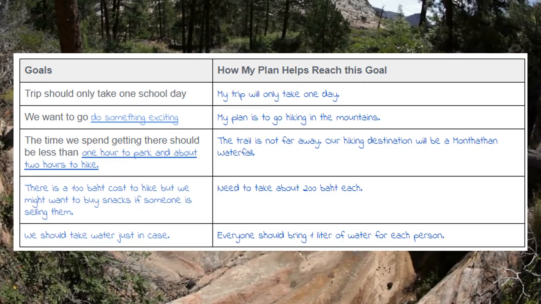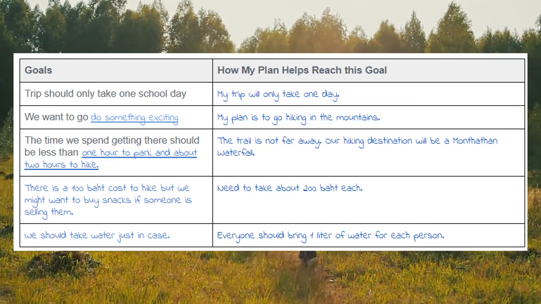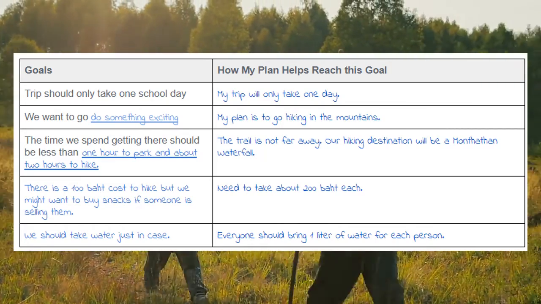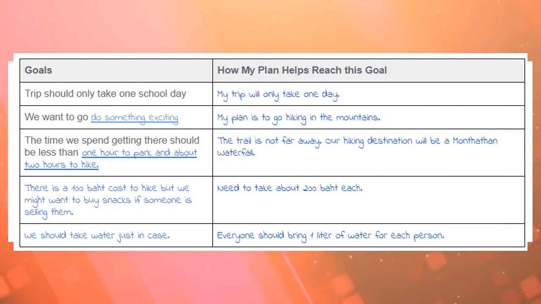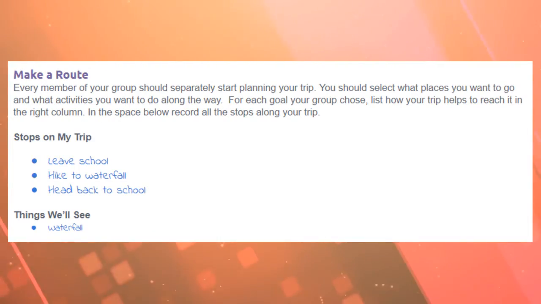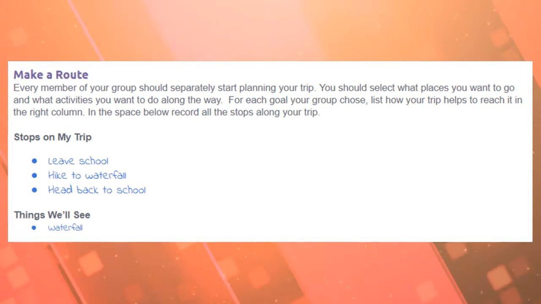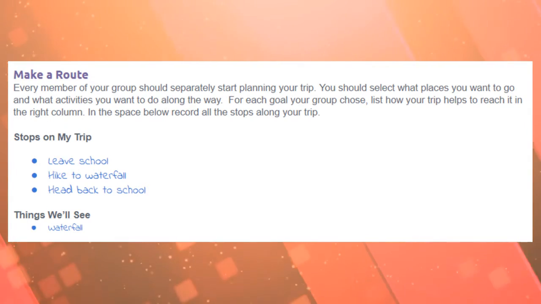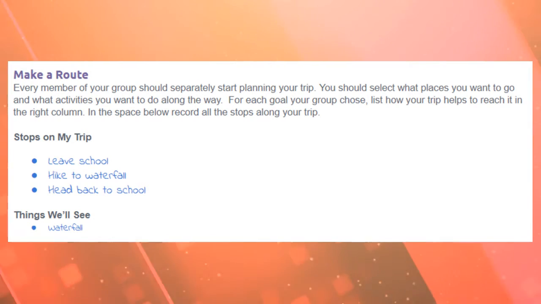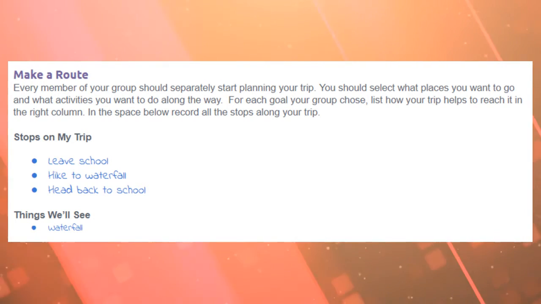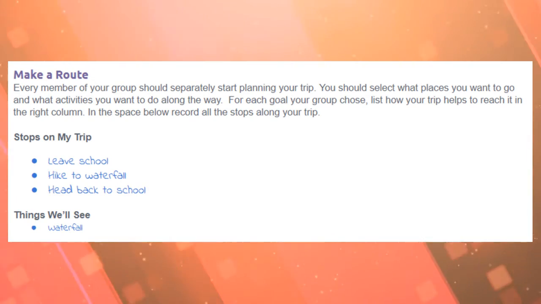Take a moment and fill out the goals checklist. On the left side, write down what your goals are. And on the right side, write down how your plan will help you reach these goals. Now make a route. Every member of your group should separately start planning your trip. You should select what places you want to go and what activities you want to do along the way. For each goal your group chose, list how your trip helps to reach it in the right column. In the space below, record all the stops along your trip.